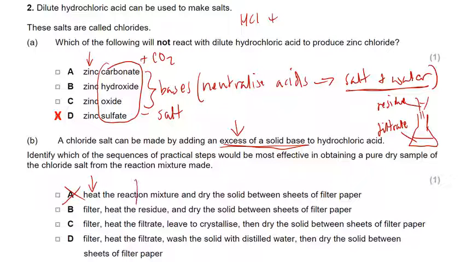Okay. So let's look at the second part now of the sequence of steps. Heat the residue, heat the filtrate, or heat the filtrate. So we are going to want to heat this filtrate here, because this filtrate is going to be your salt solution. So you want to remove the water from this solution, just so you're left with solid salt crystals. So it's not going to be B as well. This means we can move on to the third step, and see if we can distinguish between the options. So it says leave to crystallize or wash the solid with distilled water.